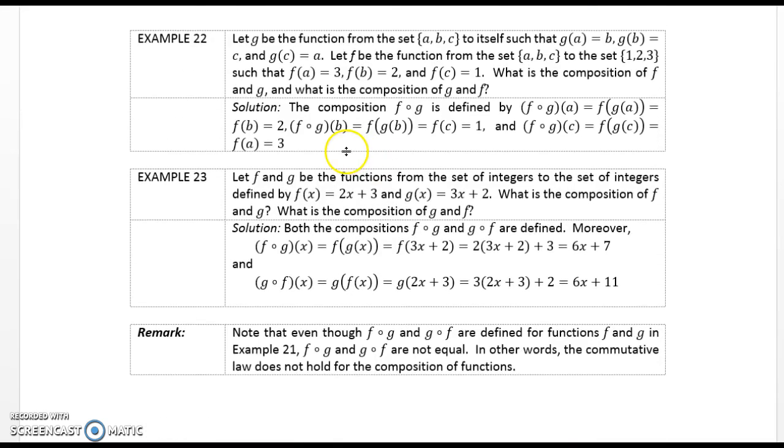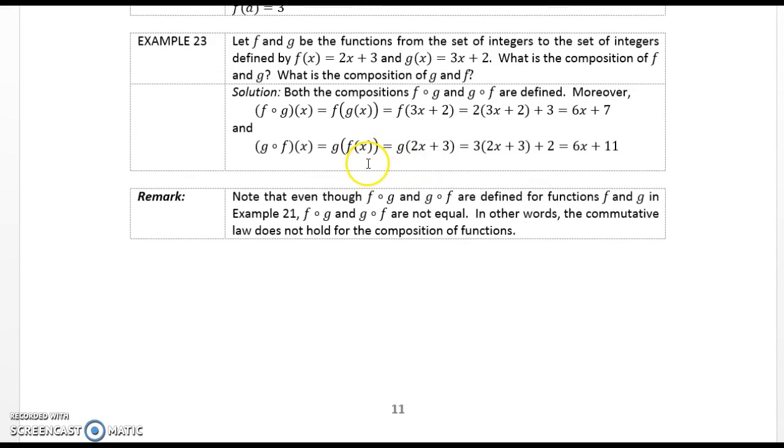Example 22. Let g be the function from the set {a, b, c} to itself such that g(a) = b, g(b) = c, and g(c) = a. Let f be the function from the set {a, b, c} to the set {1, 2, 3} such that f(a) = 3, f(b) = 2, and f(c) = 1. What is the composition of f and g, and what is the composition of g and f? Solution. The composition of f and g is defined by f(g(a)) = f(b) = 2, f(g(b)) = f(c) = 1, and f(g(c)) = 3.